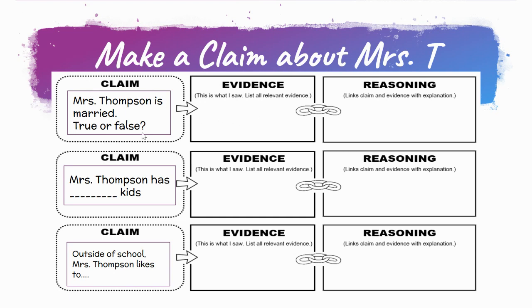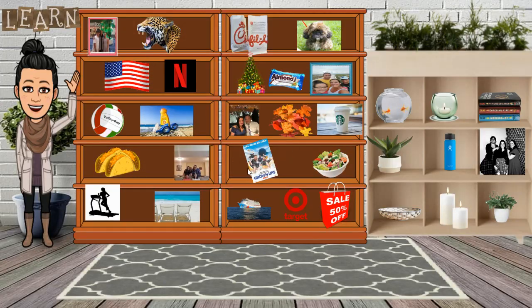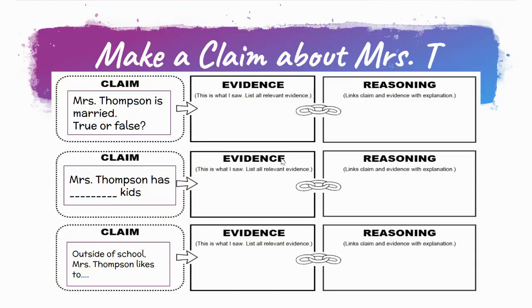So here is the claim. Mrs. Thompson is married, true or false? Based on what you see in here, what would be your claim, okay? You would mark it true or false and then say, this is what I saw. And you might say, I saw a picture of, and then you would put what you saw a picture of, and then how would you explain that?